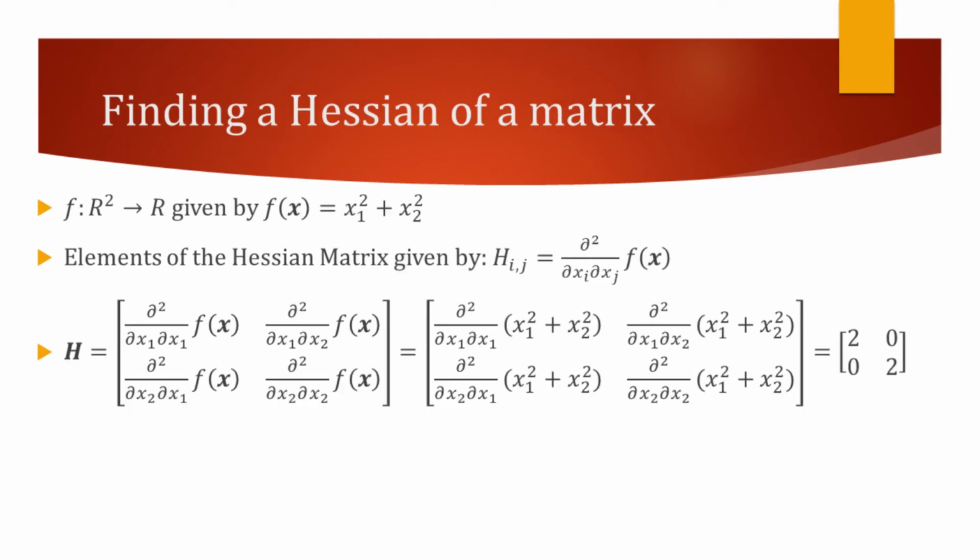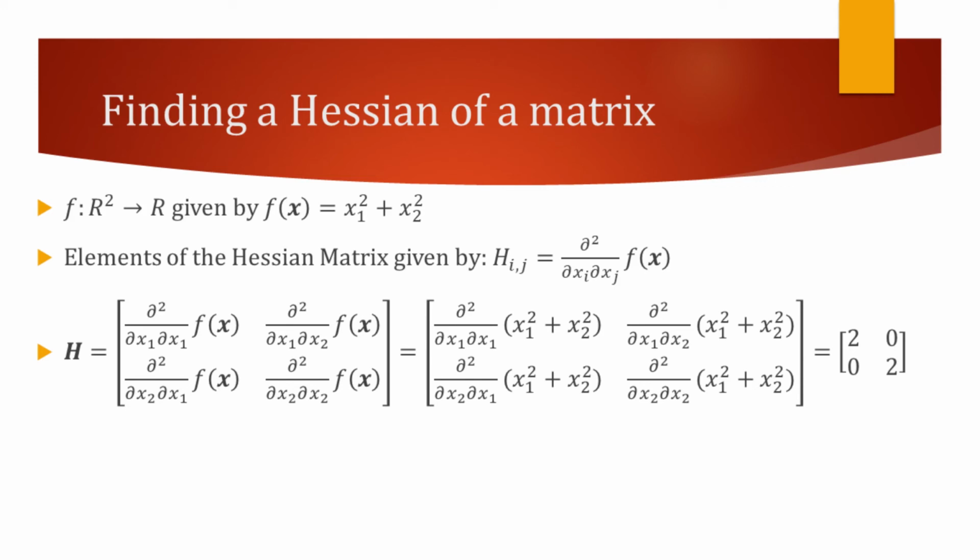We will now find a Hessian matrix for a function that sums the squares of the 2 elements of its input vector. Elements of the Hessian matrix are given by the formula displayed on the slide. For example, in the first row of the first column of the Hessian matrix, we find the second partial derivative of our function with respect to the first element of the input vector.